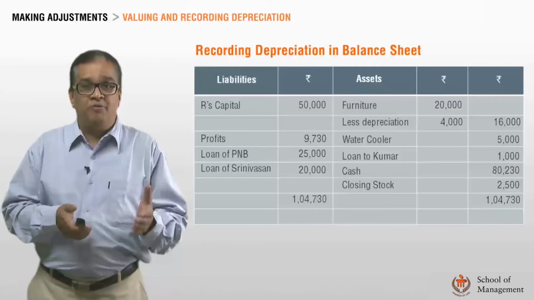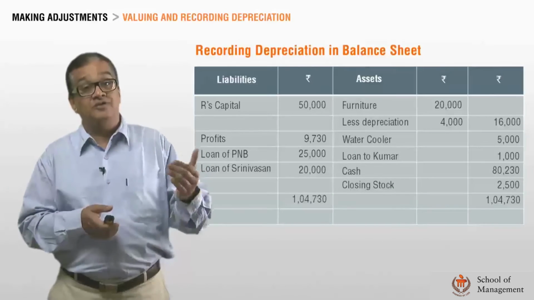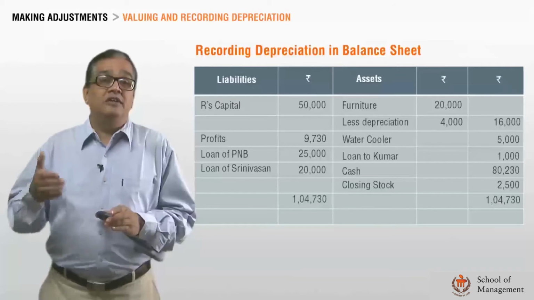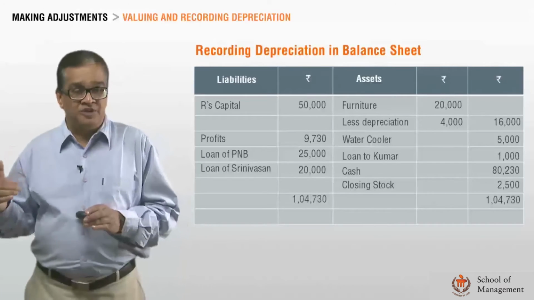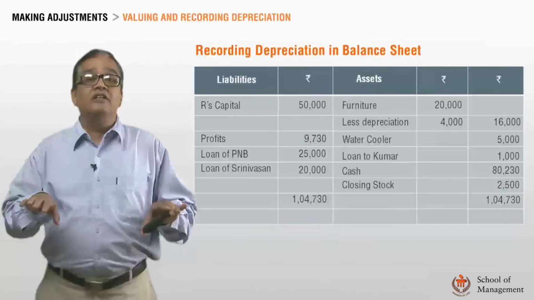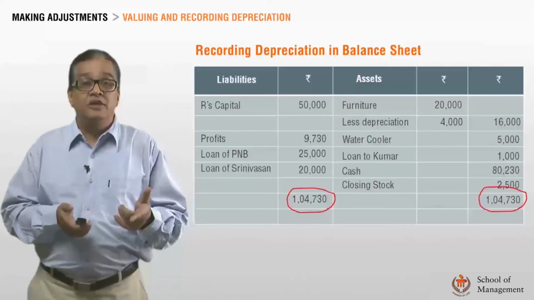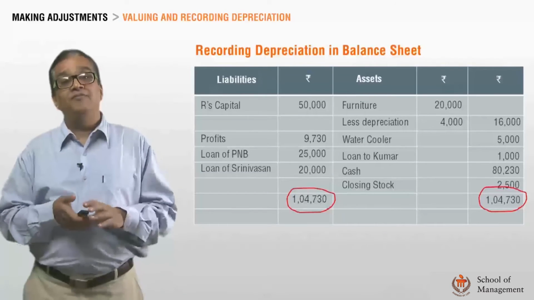So, when we look at the impact, profits have gone down by rupees 4,000. So, the value of profit will be shown on the liability side as 4,000 less. Simultaneously, on the asset side, the value of furniture goes down by rupees 4,000. Thereby, we maintain the balance of the balance sheet. So, the dual outlook concept continues to be maintained.